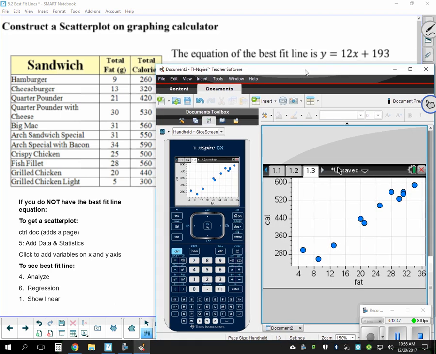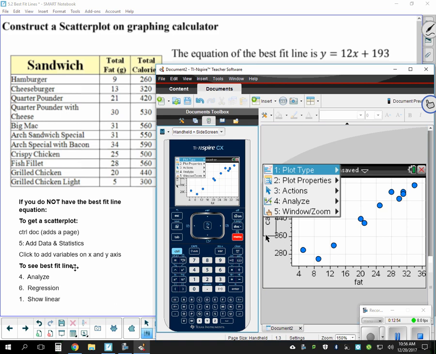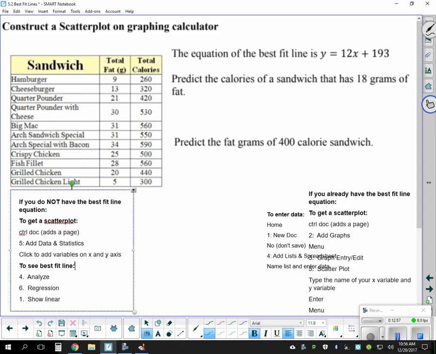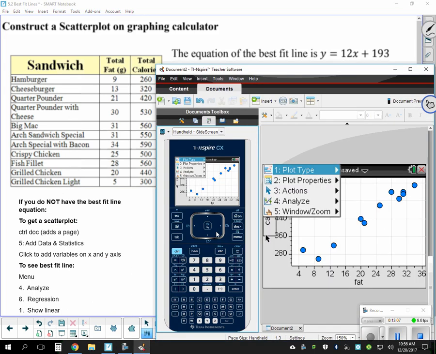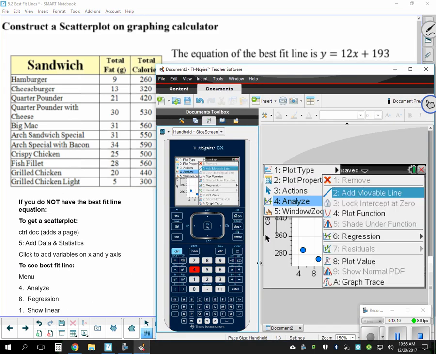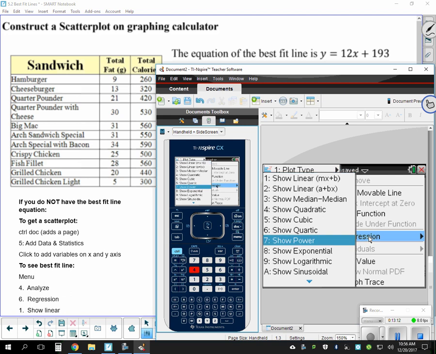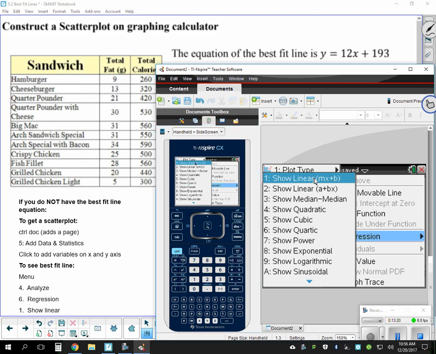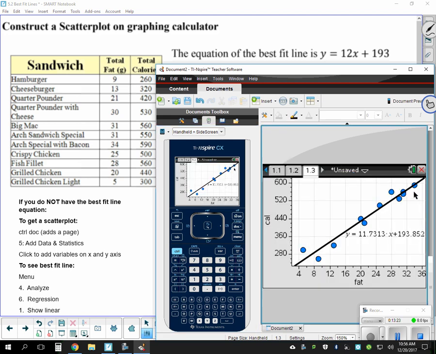Okay? To get the calculator to give you the line of best fit, you're going to press menu. I left that out. Let me put that in here. Menu. Four for analyze, 6 for regression. That's what this is called. And we know we're working with a linear scatter plot. So show linear, we want it in y equals mx plus b form. And as soon as you do that, it draws your line in, and it even gives you the equation.